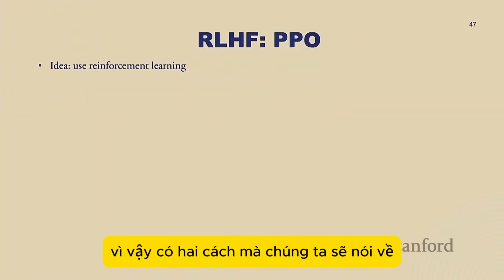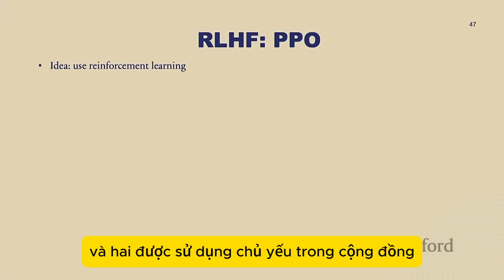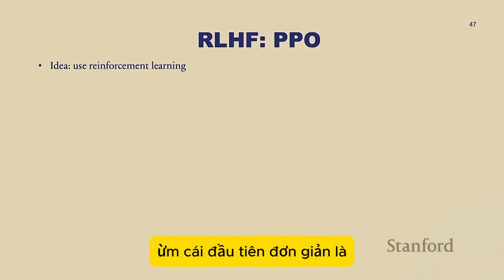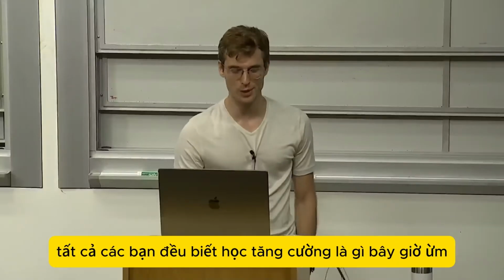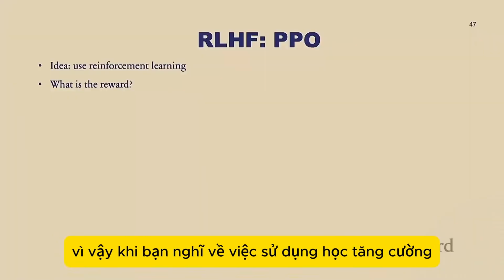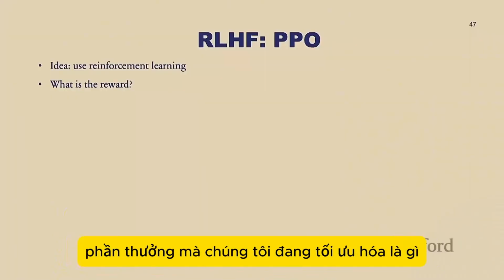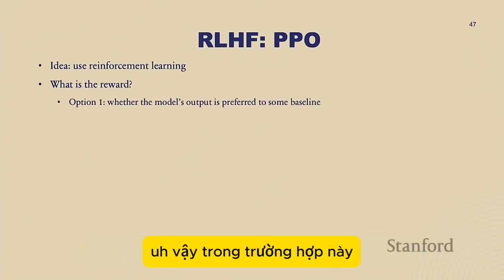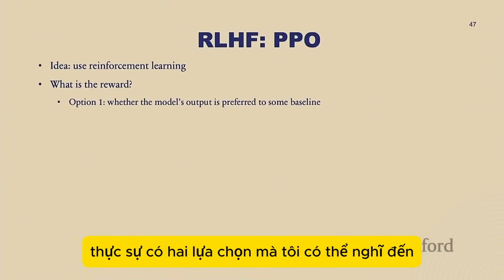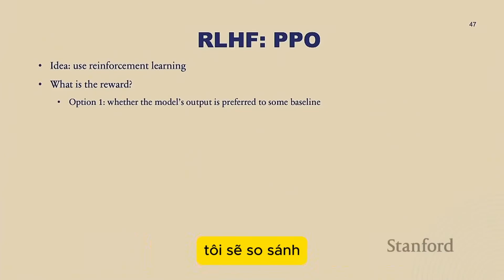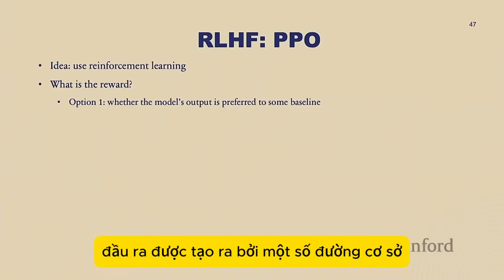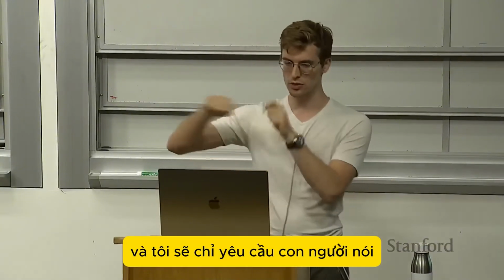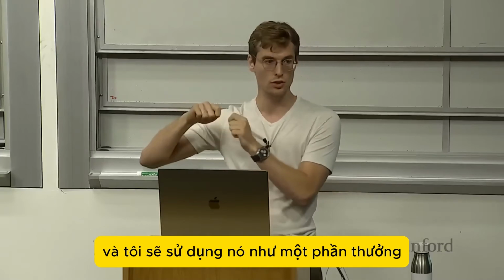So there are two ways that we're going to talk about, and two that are mainly used in the community. The first one is simply the idea of using reinforcement learning. So hopefully you all know what reinforcement learning is now. When you think about using reinforcement learning, one important question is, what is the reward that we're optimizing? In this case, there are really two options that I could think about. The first one, you could just say, I'm going to compare the output generated by some baseline and the output generated by my model, and I'm just going to ask the human to say which one is better, and I'm going to use this as a reward.